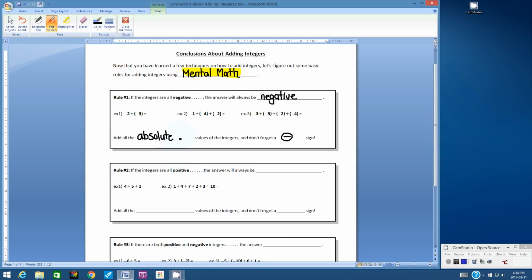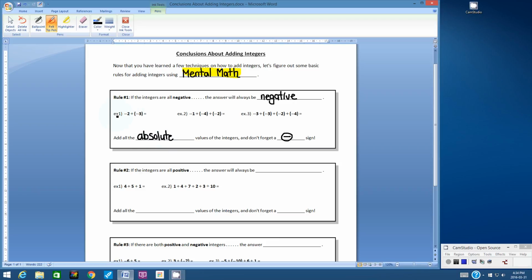So let's review. What does absolute value mean? Well, the absolute value is simply the number. So for example, -2, its absolute value is 2. We just take away whatever sign is in front of that integer. So add all the absolute values of the integers.